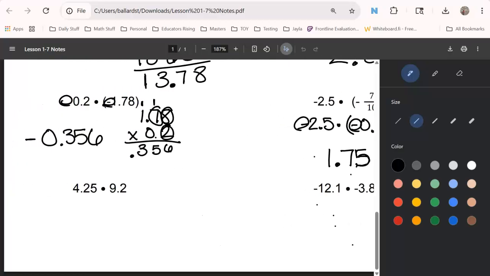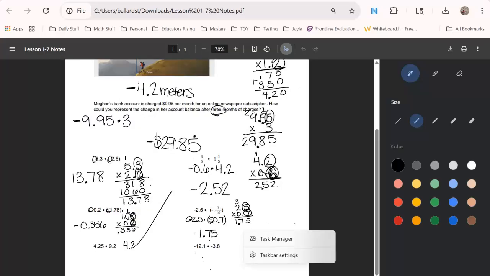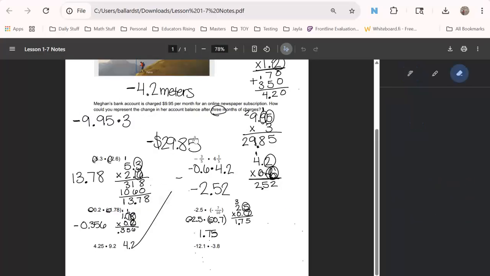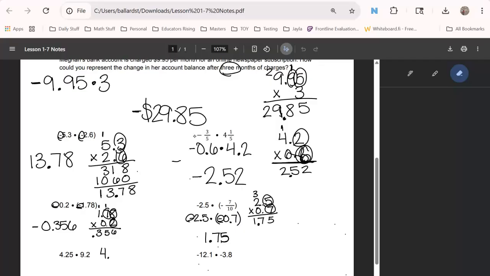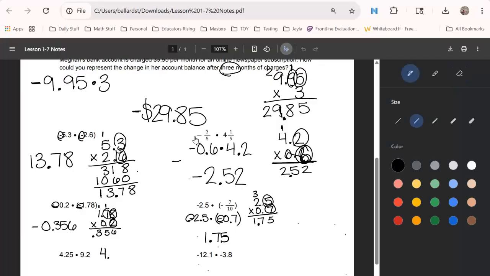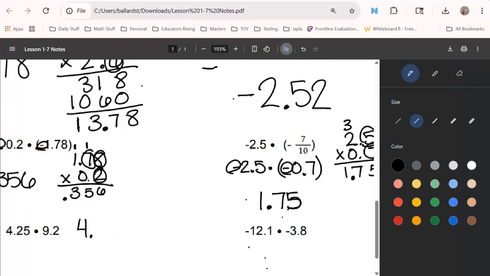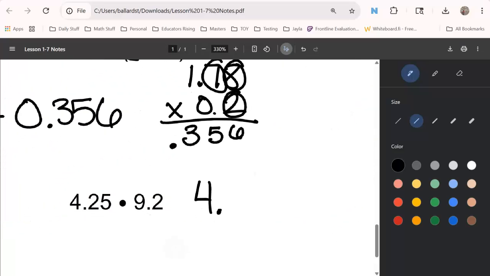Okay, 2 more problems. 4.25 times 9.2. So I have 2 decimals to work with. So 4.25, put that. Whoa. Sorry, guys. I got a new computer this year, and I'm not really used to this touch screen that I got.